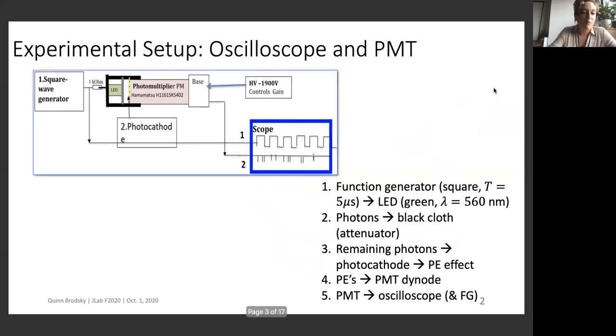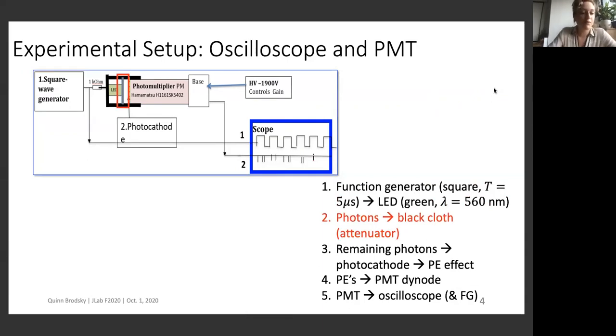And although we did not perform the experimental setup and procedures, I'll just quickly outline them below, but I'm mostly going to focus on the analysis. So first, a function generator is hooked up to a green LED, which creates a periodic function where we can adjust the period, the amplitude, and the general shape of the function. And here we use square pulses to just open and close the gate with a period of 5 microseconds sent to the LED. And the LED produces green photons with a wavelength of 560 nanometers.